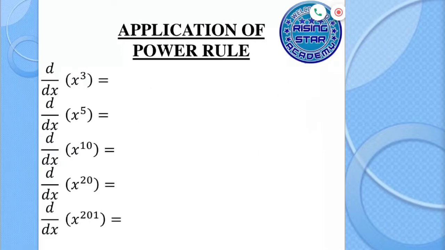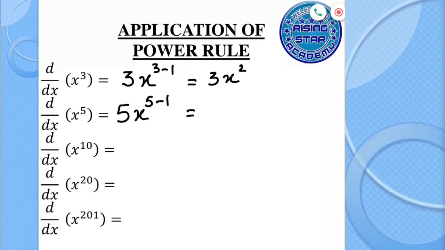Next we will apply the power rule. The rule is, first of all we write the power, then subtract 1 from the power. So we have 3x squared. For x to the power of 5, the power is written as it is, and then we subtract 1 from the power. So we have 5x to the power of 4.